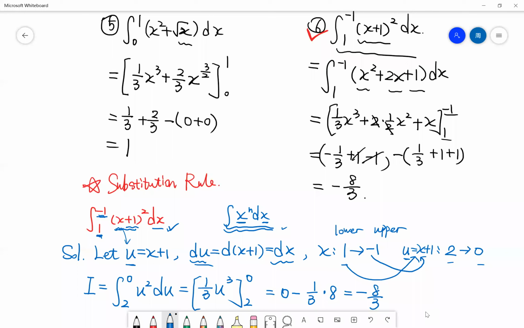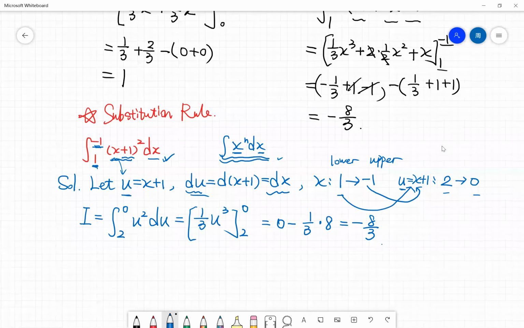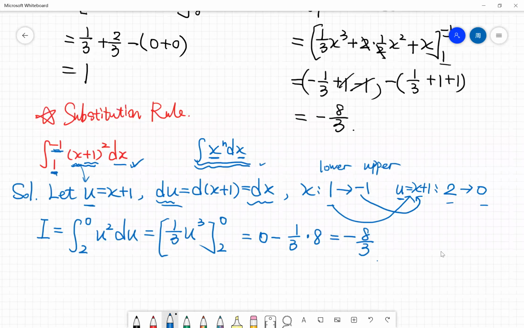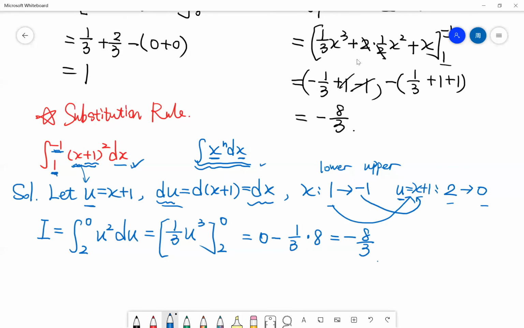Here, you will definitely get the same result because that is the area of the shaded region, right? So it is only one result here. That is -8/3. So does anyone have any questions about how I use the substitution rule here? Any questions? No?